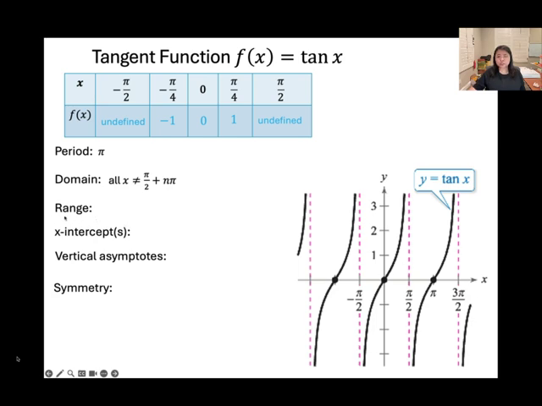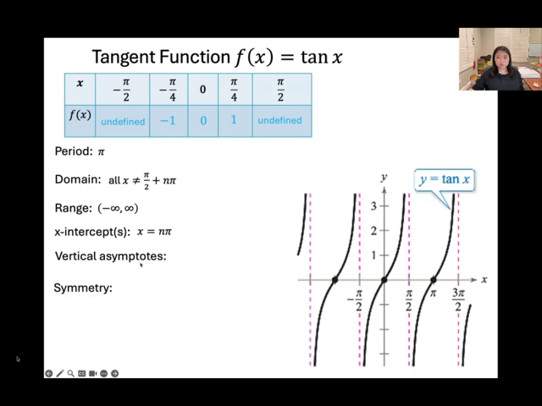And then the range will be the possible values of y. You could see it keeps going down, and this keeps going up. So the range will be from negative infinity to positive infinity. Okay, x-intercept. You can see the x-intercepts will be 0, pi, negative pi, and then 2 pi, 3 pi, 4 pi. So the x-intercept will be equal to n pi.